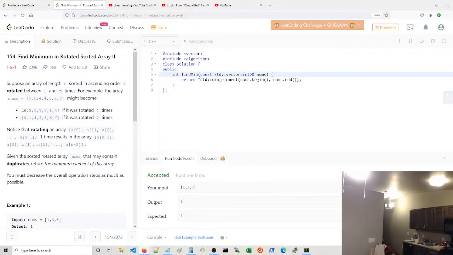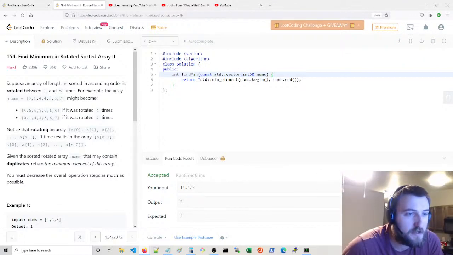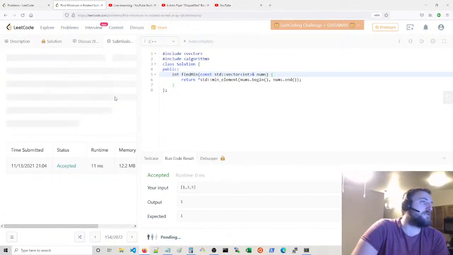Can you tell if it's larger or smaller? You don't, because you have no way of knowing how much the array was rotated, since they're all the same numbers. Who knows? And so there's no way to do this faster. Actually, this is the only way. It has to be linear. Let's see if we can get a better result though.